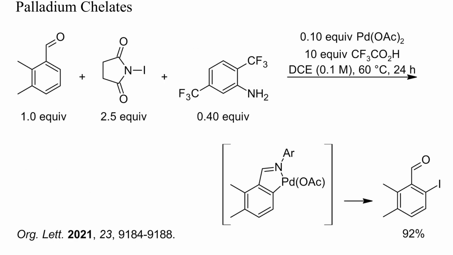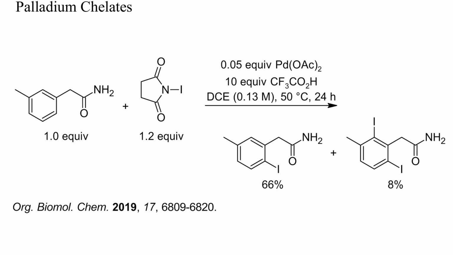Imines of benzaldehydes or aryl ketones can yield 5-membered palladium chelates. In this example, such a chelate reacted with iodosuccinimide and yielded, after hydrolysis of the imine, an ortho-iodinated benzaldehyde. Thus, with an aniline and catalytic palladium acetate, the regioselectivity of electrophilic iodination of benzaldehydes can be changed from meta to ortho. Aryl acetamides can also form such palladium chelates.